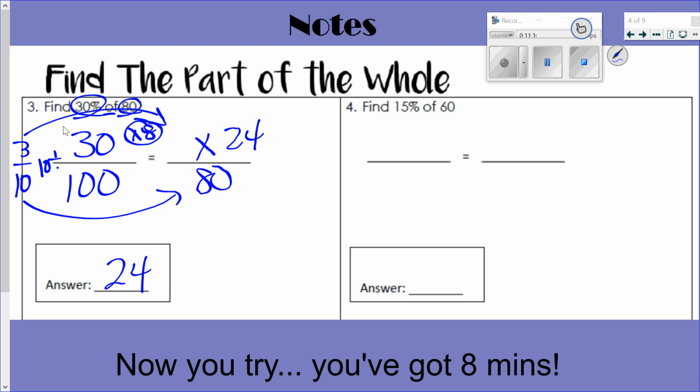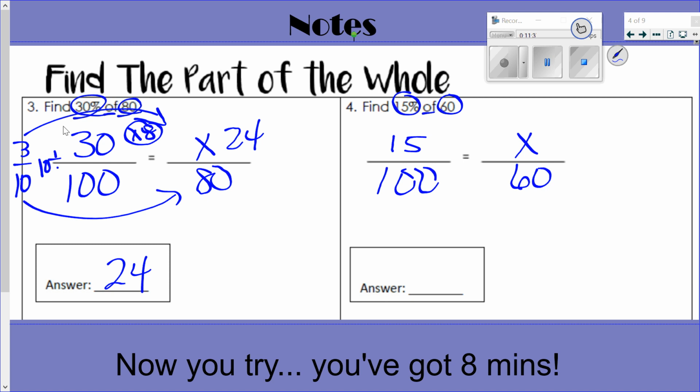Make sense? Yeah. Okay, what's my percent? 15. 15% of 60, so that goes over 100. What's after of? 60. So that's going to be my whole. So my part is?